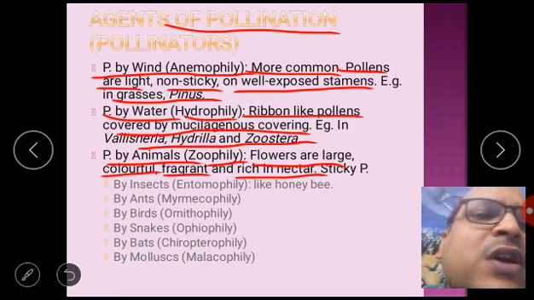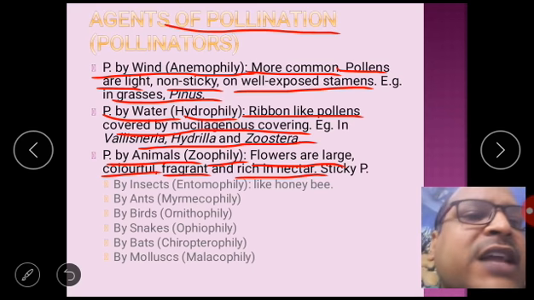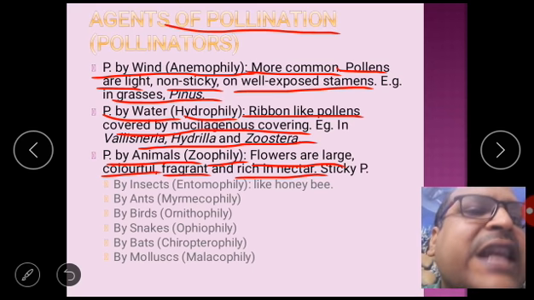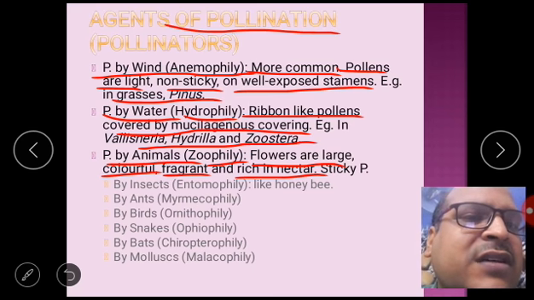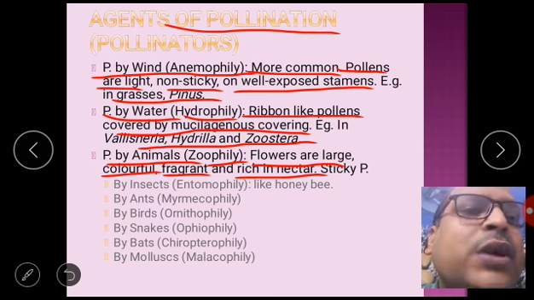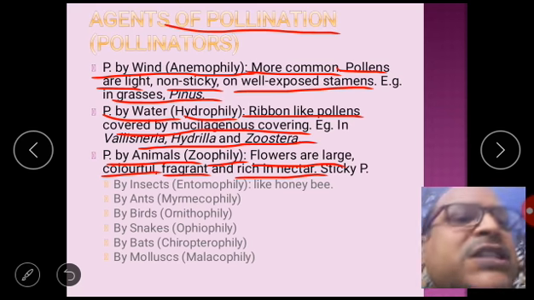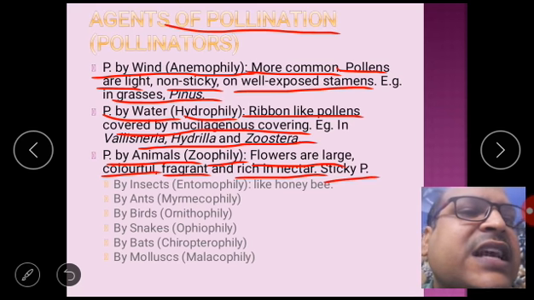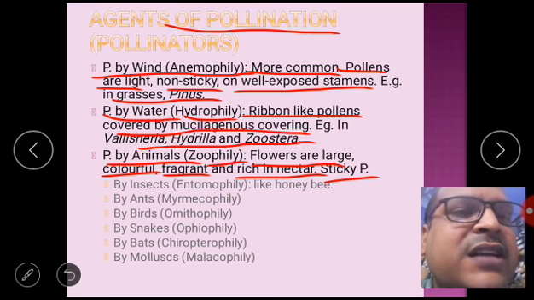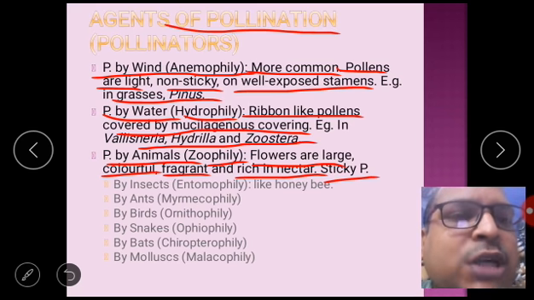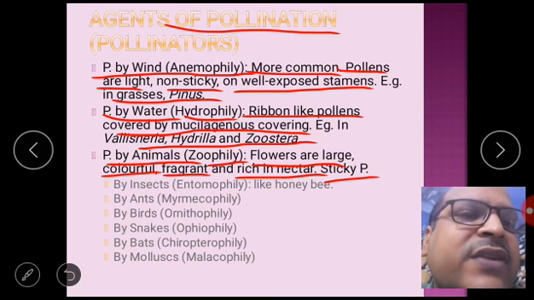By that good smell, the insects will be attracted, and the flowers are rich in nectar. By this nectar the insects and other animals can get food, so they will be attracted. In this manner, one important thing is they are sticky. Sticky means the pollen grains will stick to the animals' bodies, so they can easily be transferred from one anther to a stigma.